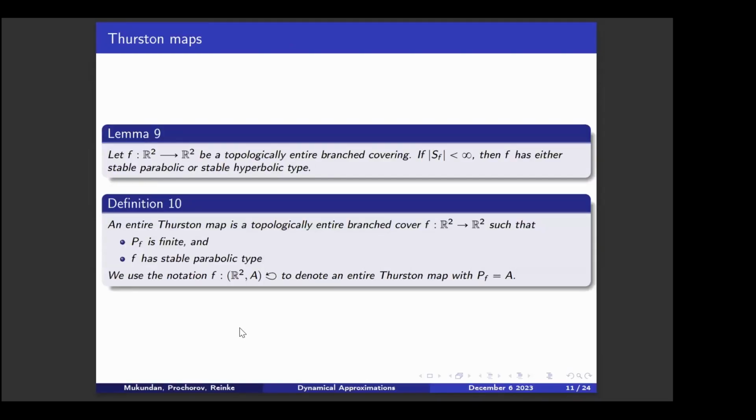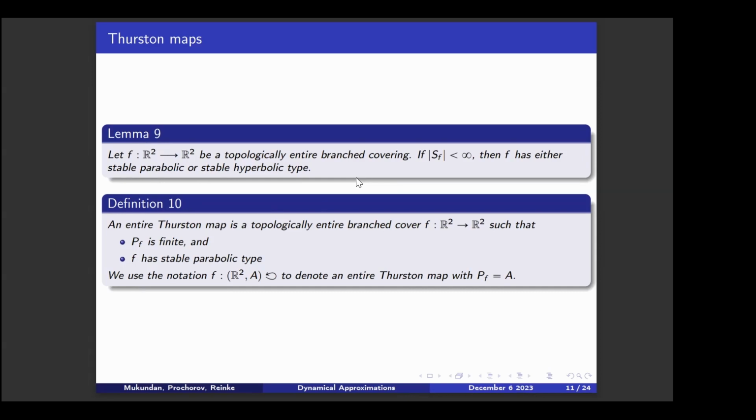So lastly, I'll just make one more definition, so that the topological equivalent for a PSF entire map that we're looking for is something that we'll call a Thurston map. What is it? An entire Thurston map is a topologically entire branched cover where, firstly, PF is finite, so the map is postsingularly finite. And secondly, F has stable parabolic type. So when you pull back flat structures, you should always get flat structures under F. That's basically what I mean.